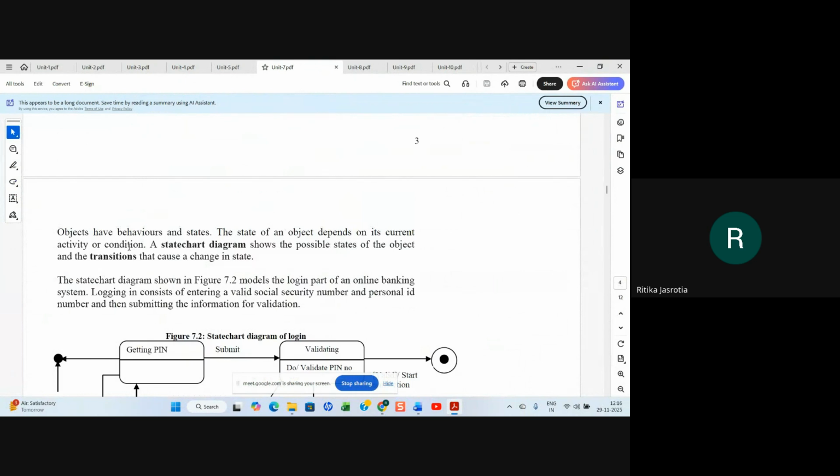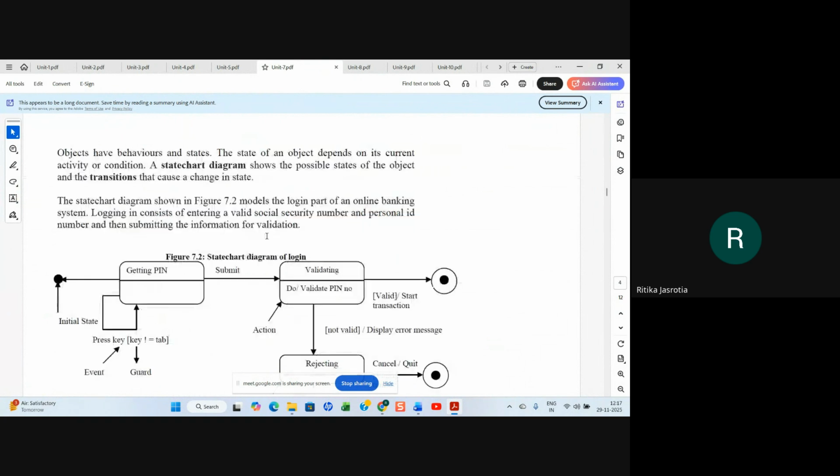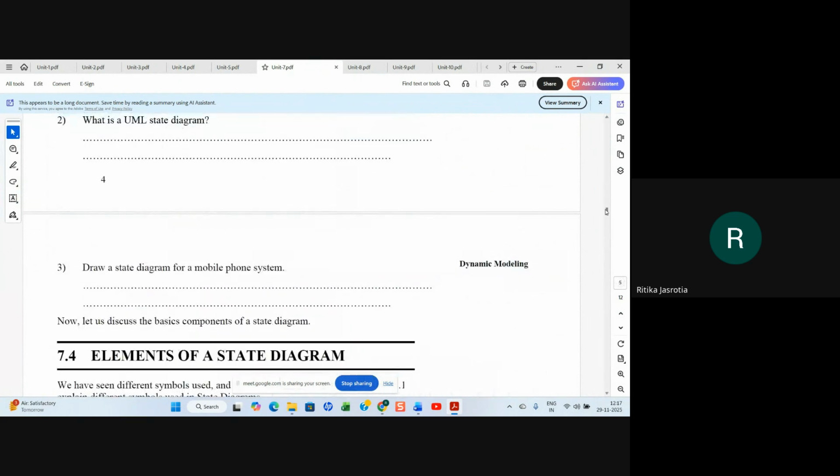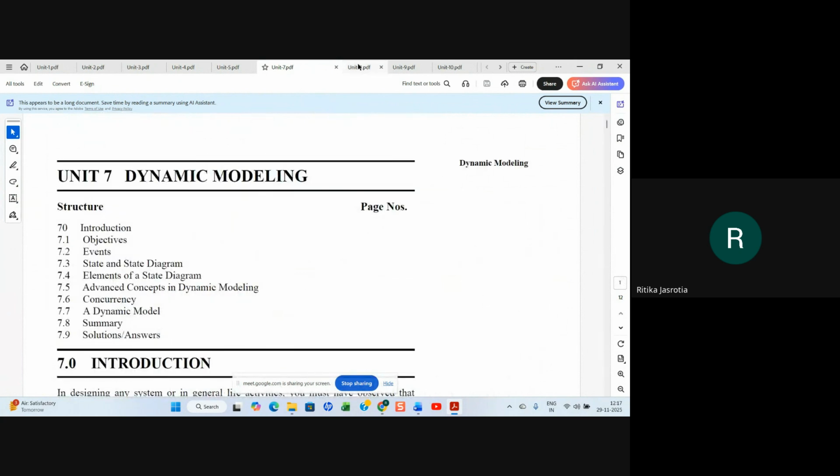So this is what a state chart diagram is. Objects have behaviors and state. The state of an object depends on its current activity condition. State chart diagram shows the possible states of the object and transitions. So there they are explaining it. So you can go for that also in state chart diagram.